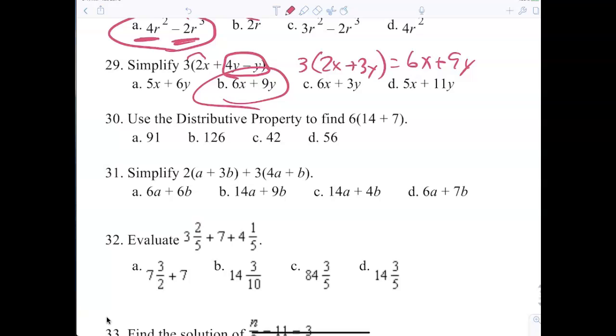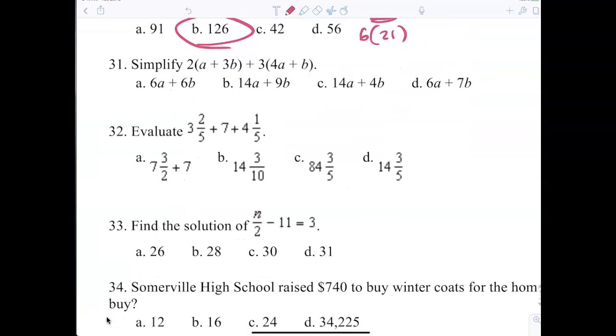Now for me, it doesn't really matter. I would have just added this and said 6 times 21, and of course that's 126. Now, okay, the simplifying, you've got to distribute twice. So 2a plus 6b plus 12a plus 3b, combining 12a and 2a makes 14a plus what? 9b. Correct answer, B.